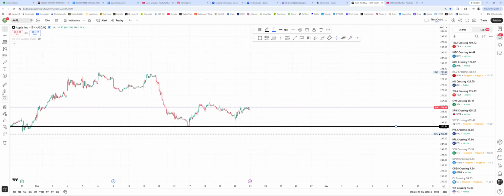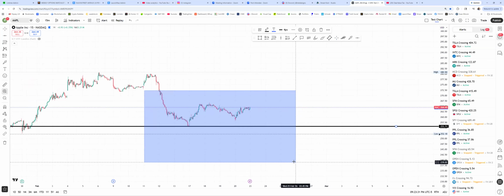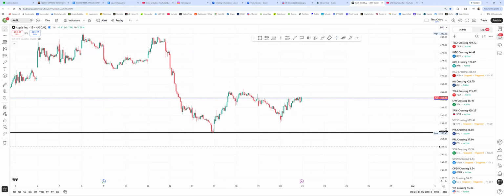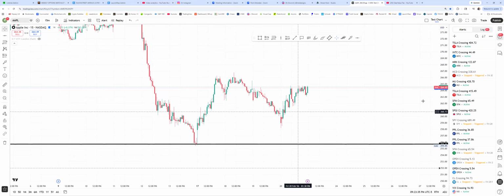Yeah, I don't like cluttered screens. I just want to see price action. I don't have to see anything else, right?